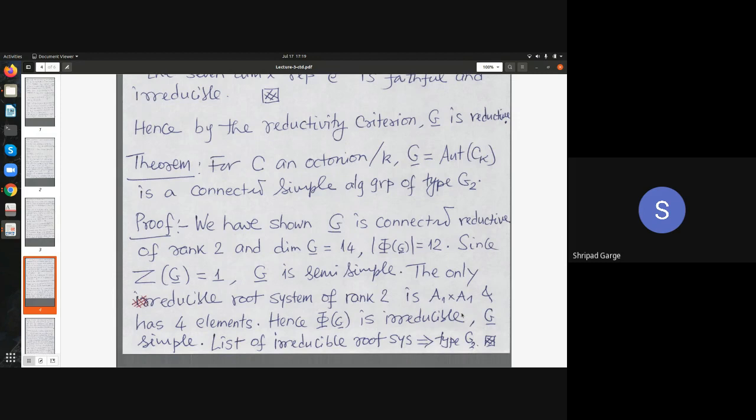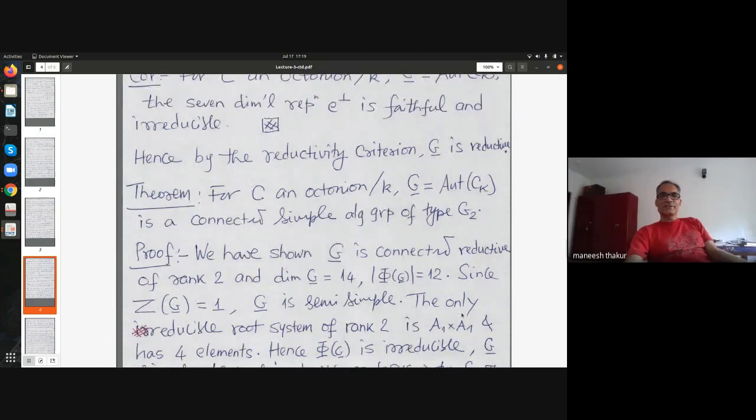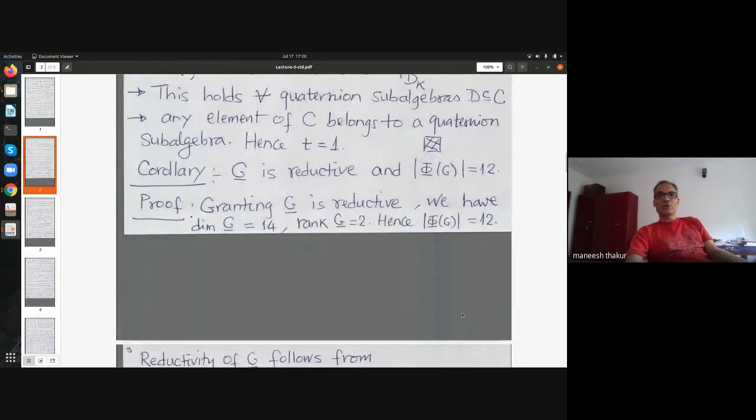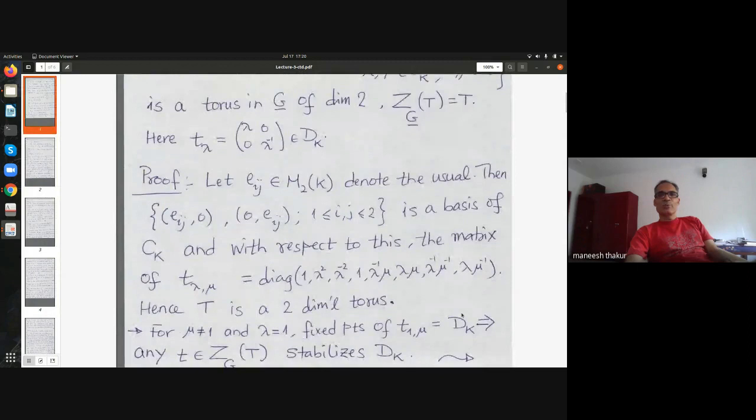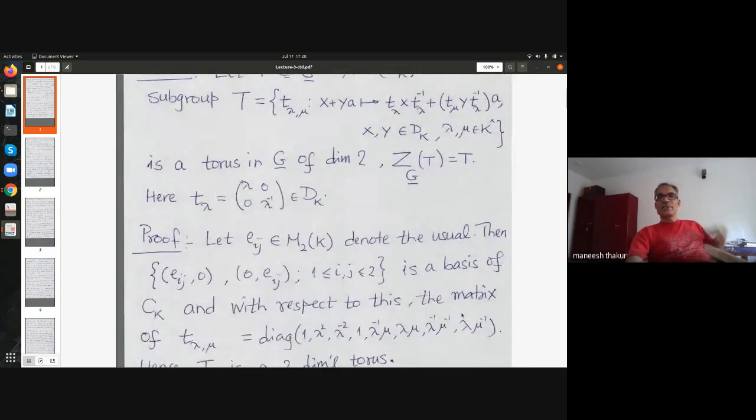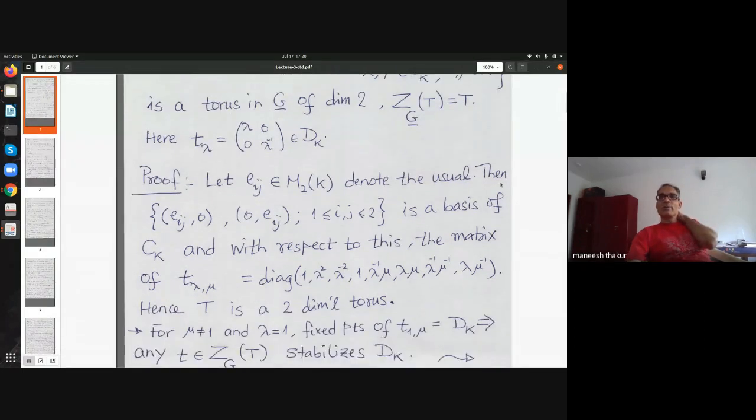Manish, could you just orally recall the main steps? Yes. So the main steps: whatever I did so far was to prove that the automorphism group has rank 2. It is connected simple of type G2. So for proving it is rank 2, we exhibited explicitly a rank 2 maximal torus. Maximality was proved by showing the centralizer of the torus is itself. And this is a basic calculation. I skipped the details.